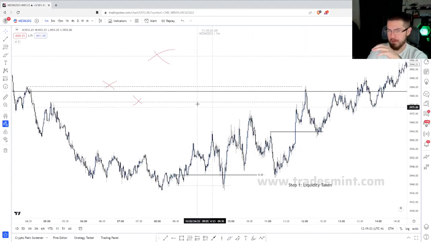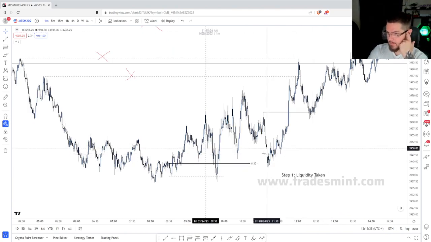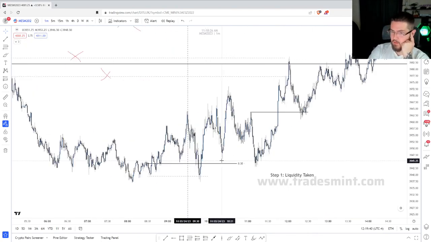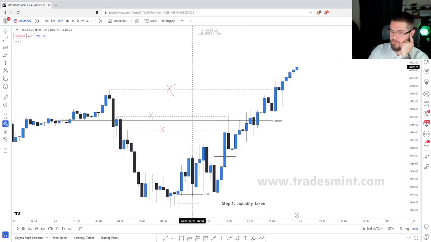Now, again, I'm getting a little off track. Step one is just that liquidity is taken after we've formed our bias, right? So we know we're looking for longs. So we're going to look for sell stops to be taken. Now, it doesn't have to be the major low of the day.